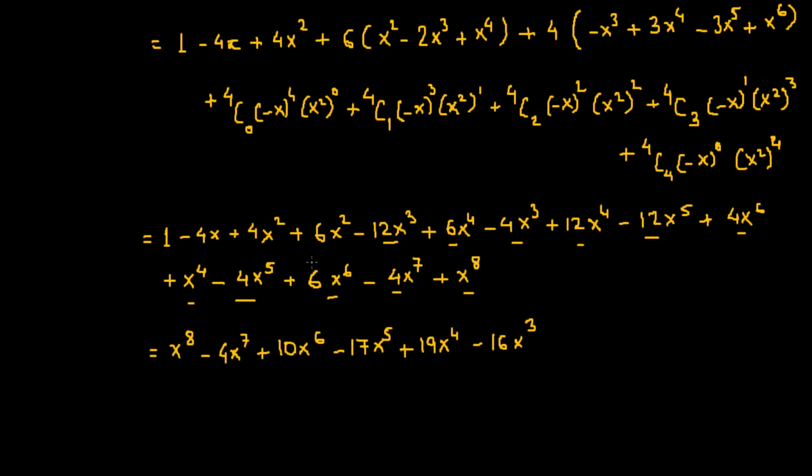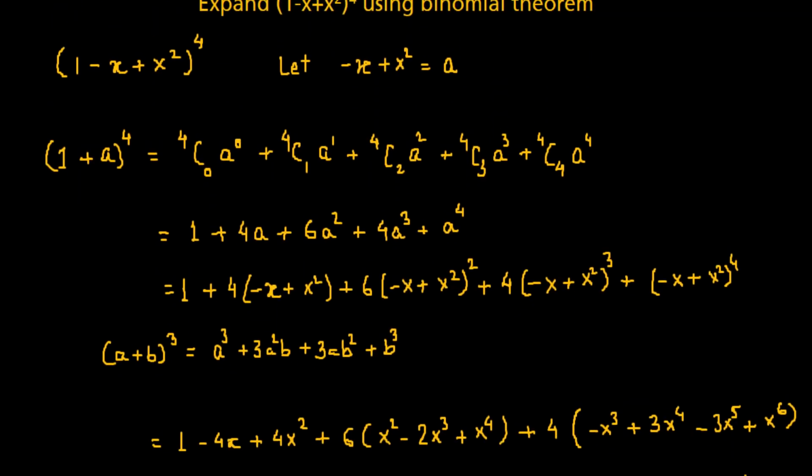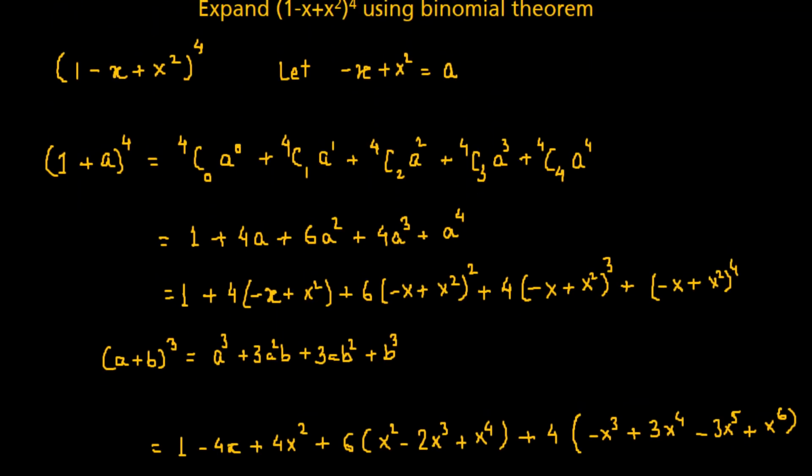Then we have x squared. So x squared is 6x squared, 4x squared, this is 10x squared. Then x squared. Okay, great. Nothing else. So this is 10x squared. And x. So we have negative 4x. Anything else? No. So that's the only term, negative 4x plus 1. So this is the binomial expansion of 1 minus x plus x squared raised to the power of 4. That was a long one. Great.